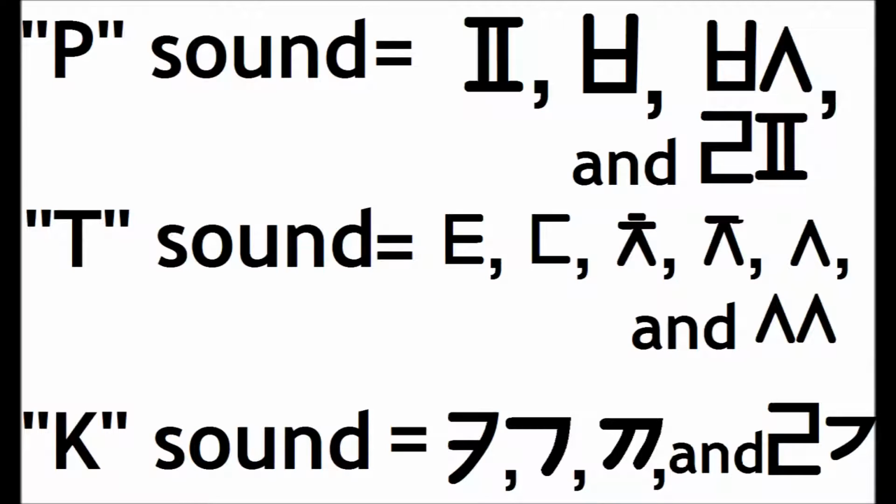A P sound can come from P, B, the combination BS, or the combination RLP. The T sound comes from T, D, CH, J, S, or double S. The K sound can come from K, G, double G, or the combination RLG. Let's start learning how to pronounce these 3 sounds when they precede M, N, or RL.